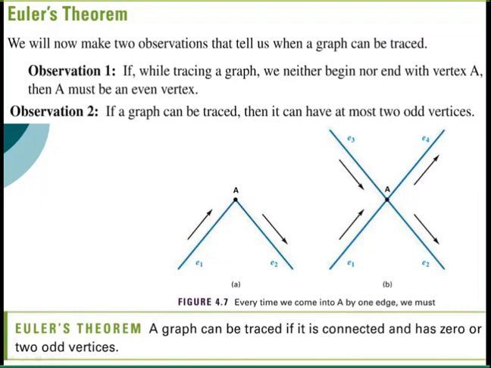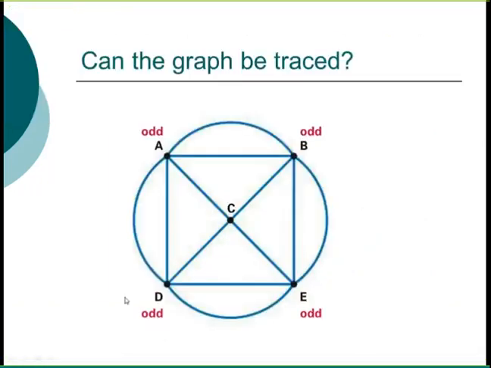Then he actually furthers it and makes a theorem. A graph can be traced if it is connected and has 0 or 2, very specific there, 0 or 2 odd vertices.